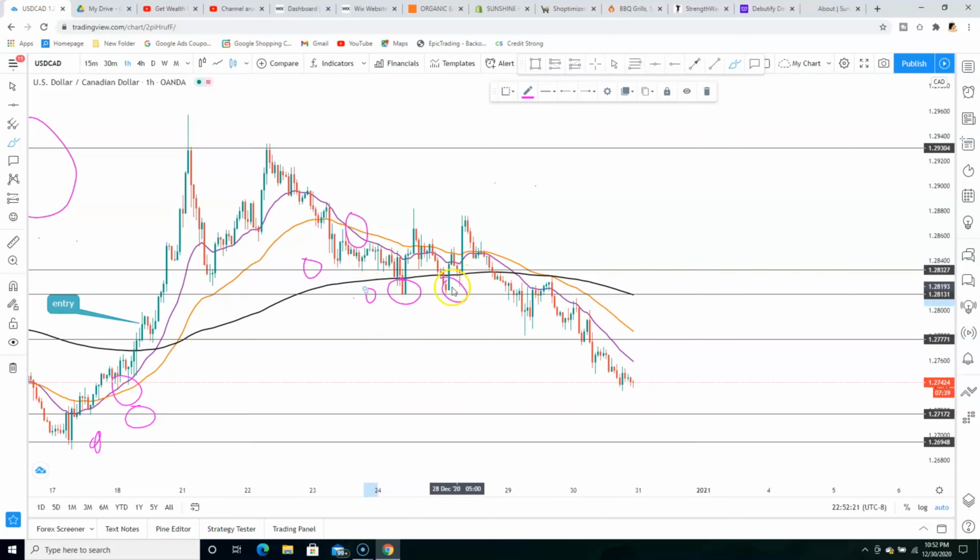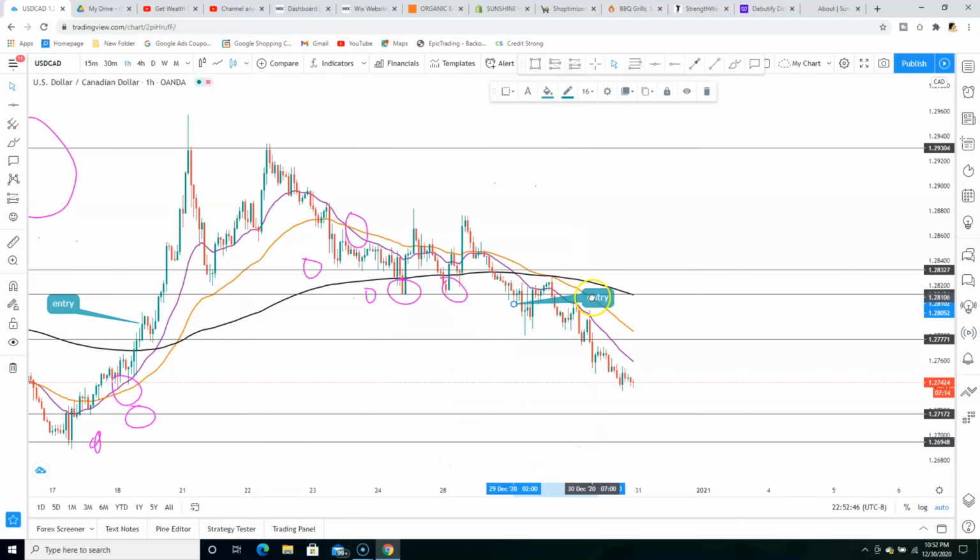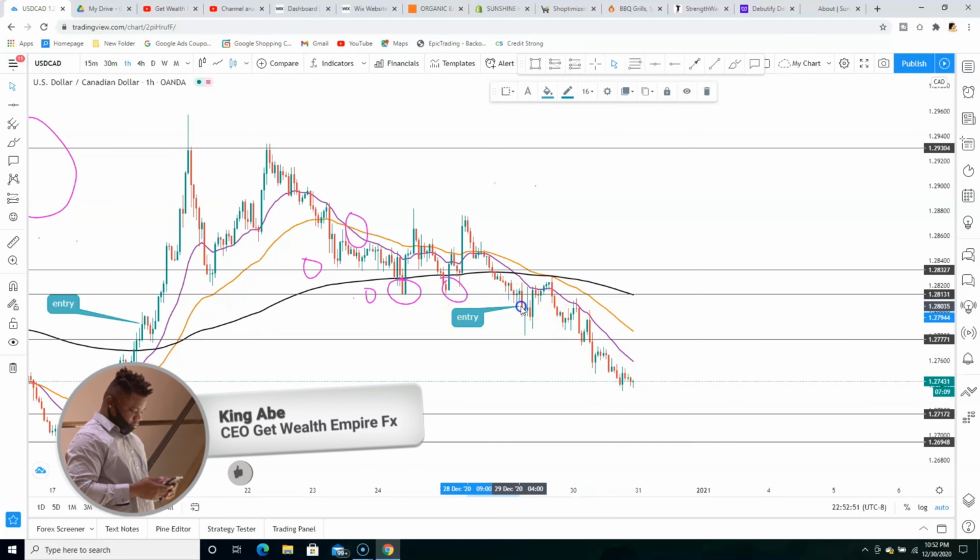So if you missed these two entries right here, guess what? You had another chance. Now, if you missed these two entries, you had another chance right here at this zone. You could have entered when price eventually broke the support zone right there. So that would have been your entry right there.